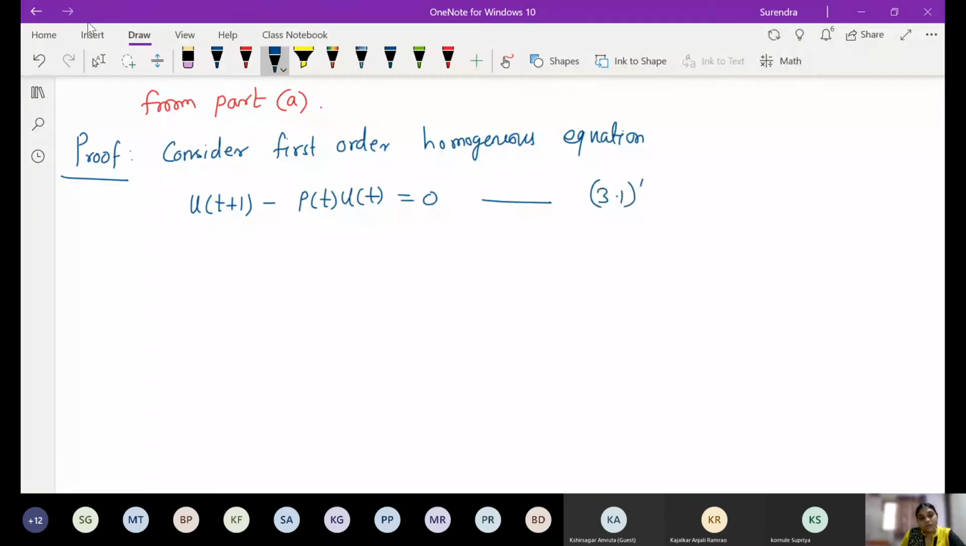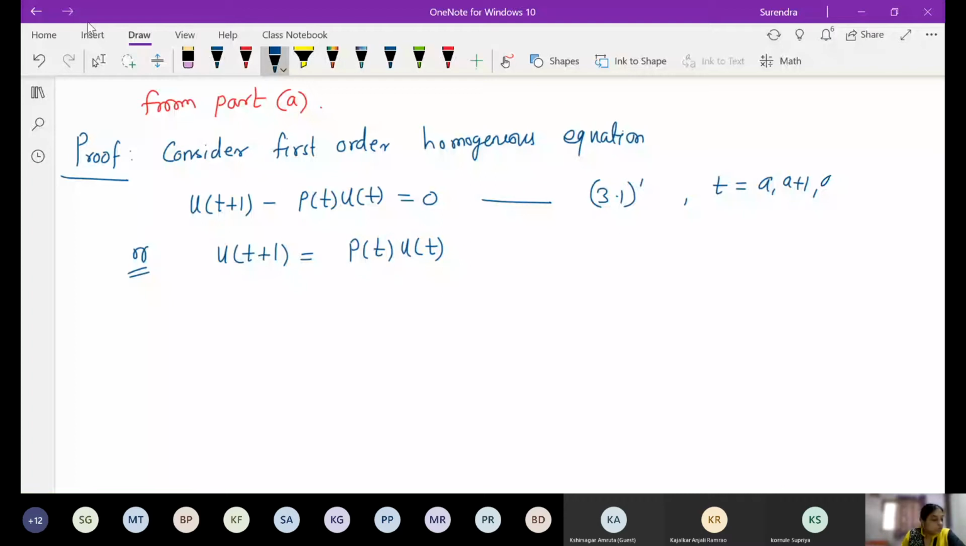Now I can solve this equation easily. I can write this as u at t plus 1 is equal to p of t into u of t. And what is my t? t is equal to a, a plus 1, a plus 2, and so on. Discrete values. t takes discrete values.